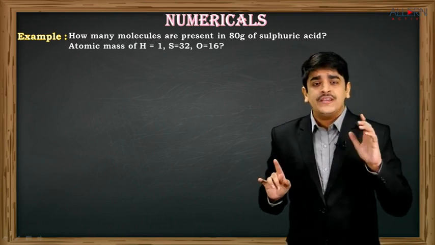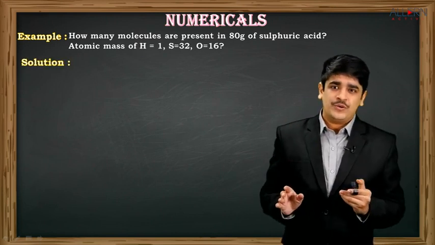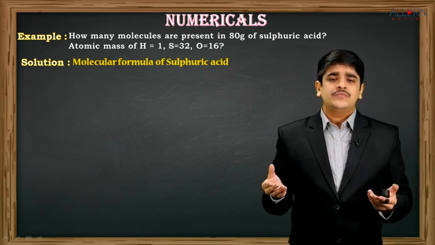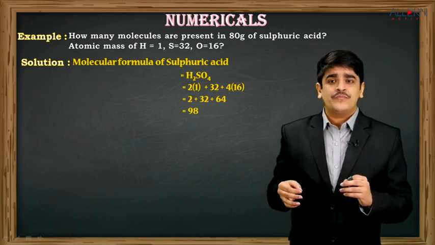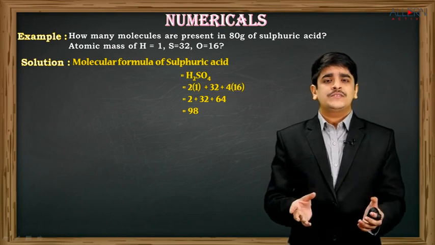It is already given in the sum. You don't have to remember these values. Have a look. Okay, solution. What is the molecular formula for sulfuric acid? We know that. Molecular formula for sulfuric acid is going to be H2SO4. And when you get the molecular formula of sulfuric acid, you will calculate the molecular mass.